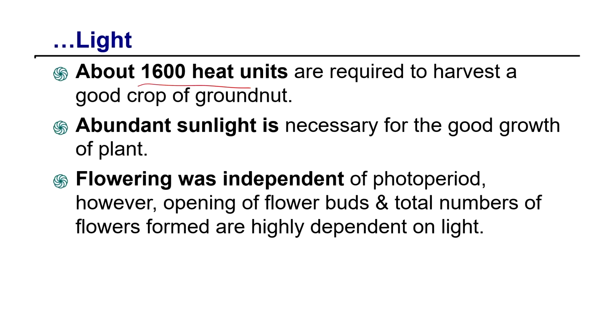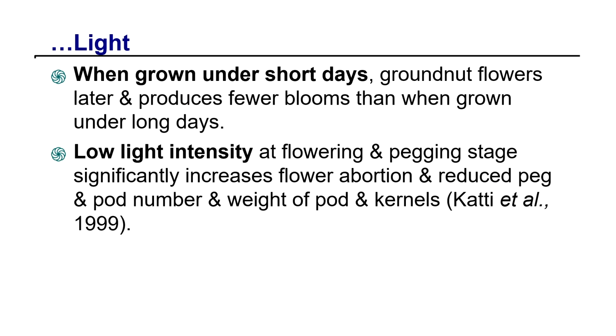Abundant sunlight is necessary for the good growth of the plant, and flowering is independent of photo period. Means it is not a photo period sensitive crop, it is insensitive crop. However, opening of flower buds and total number of flowers formed are highly dependent upon the light. When grown under short days, groundnut flowers later and produces fewer blooms than when grown under long days. So it takes long time under short day conditions for groundnut to flower.